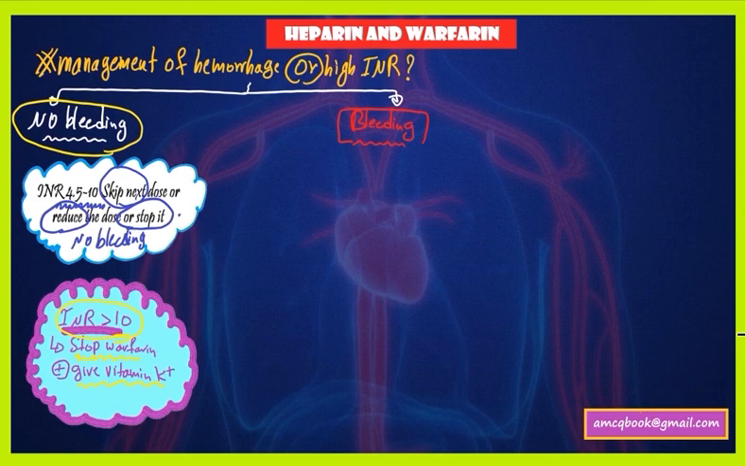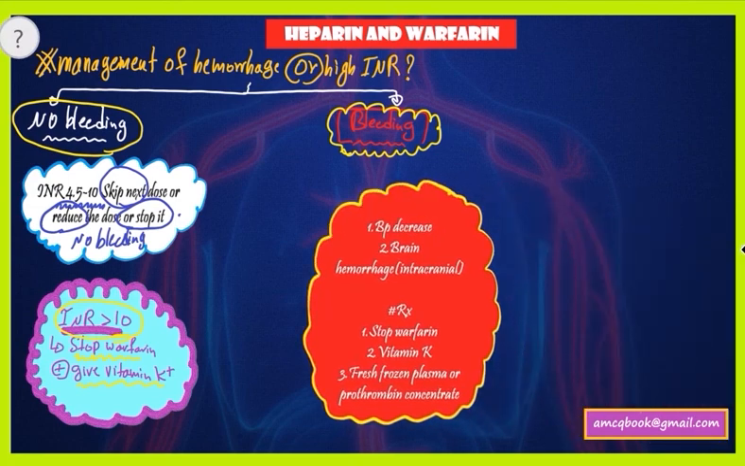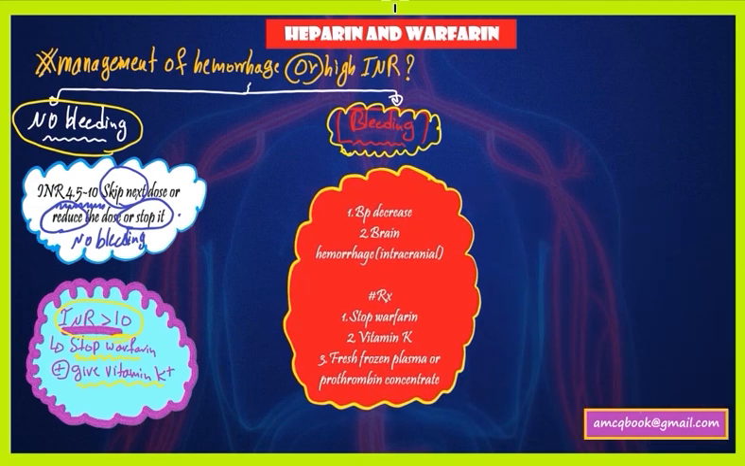The second scenario is if there is bleeding. How do I know that there is bleeding from the case scenario? In the case scenario we're talking about, first, decreased blood pressure, I mean hypotension. And the second thing you will notice is that there is a brain hemorrhage, I mean intracranial hemorrhage, obvious by the CT scan. So that indicates active bleeding.